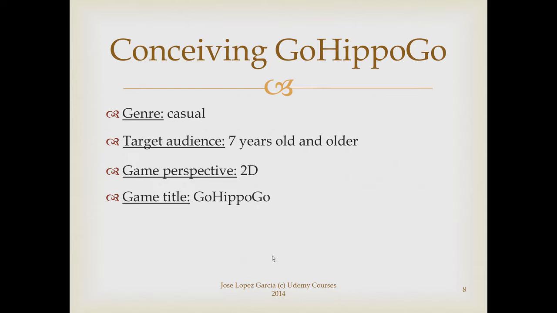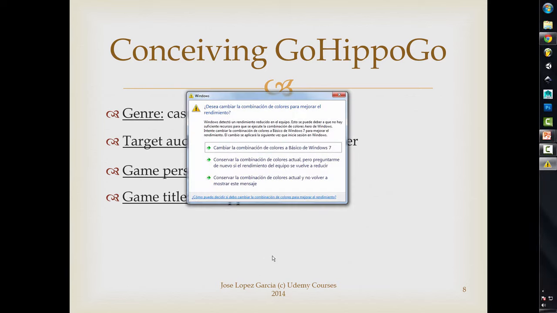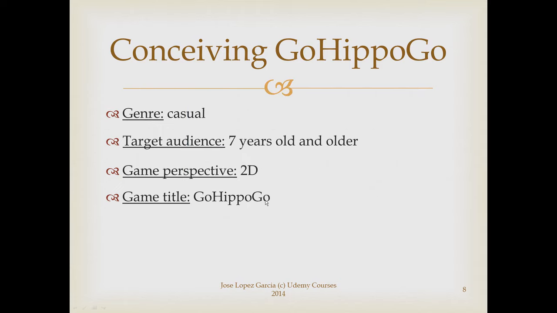Okay, for example, if we change this game title to just Hippo, that could be an easy to remember name, couldn't it? But it wouldn't be an easy to find name, because if you go to the Play Store and put Hippo, you will most likely find a lot of games including that name. But if you put GoHippoGo without any spaces between those words, there will not be any games at all with that name, okay? So, that's it.